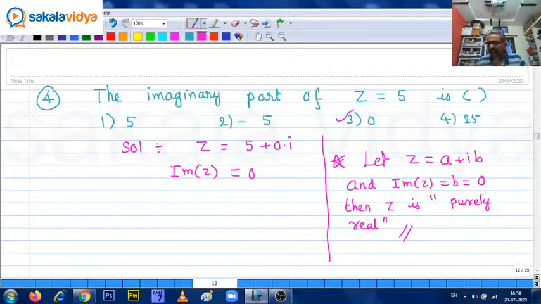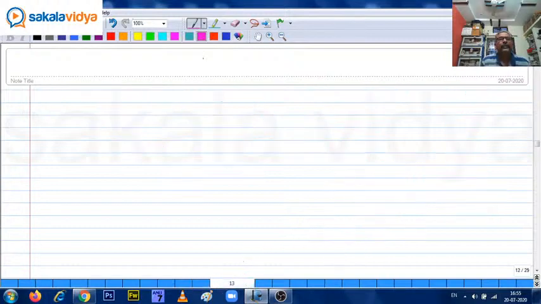Okay, these words, purely imaginary, purely real. Okay, next concept. Next concept is a very, very important concept. You may be new, no problem. Next concept.